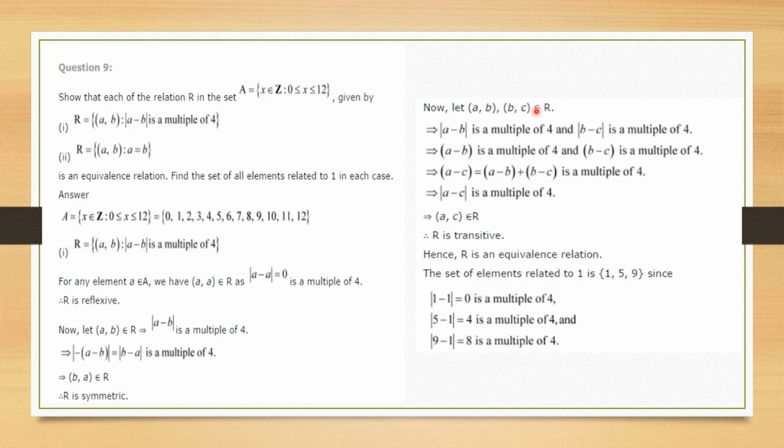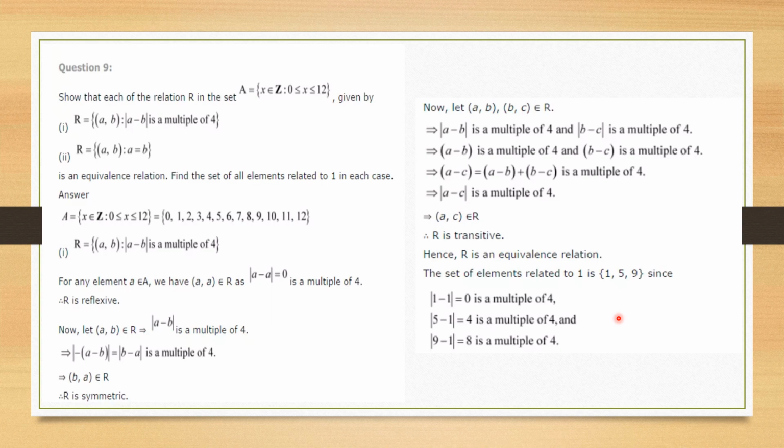For the third condition, AB, BC belongs to R. Again, as in the previous question, the modulus of A minus B is a multiple of 4, B minus C is a multiple of 4, and their sum together will give you A minus C is a multiple of 4. So AC belongs to R, it is transitive. Hence, it is an equivalence relation. Now, the set of elements related to 1. You have to choose those elements from here such that whose difference, if you take with any element, will be a multiple of 4.